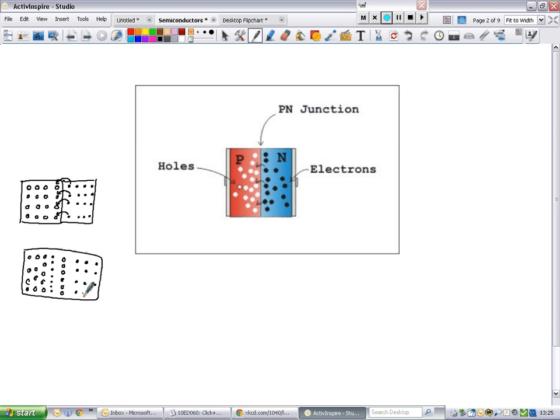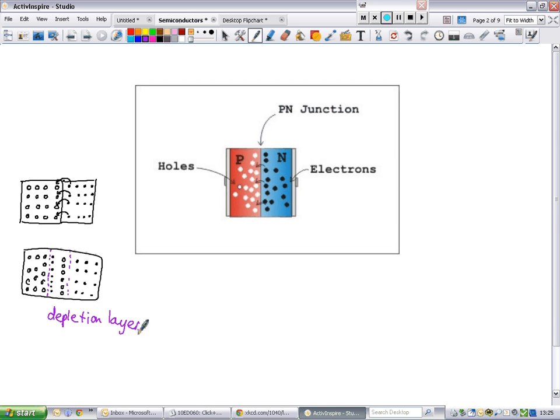So what you end up with there is a bit of a stalemate, because if we take this on its own, these little electrons here don't want to go back over to this side. These holes here don't want to go back over to this side, so you end up with no conduction at all. And this is what we call the depletion layer.